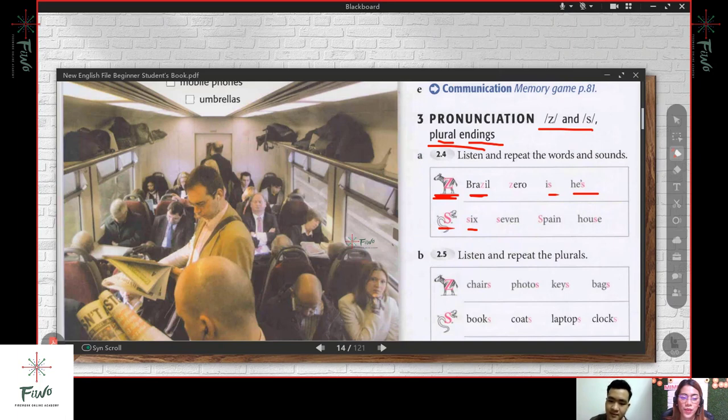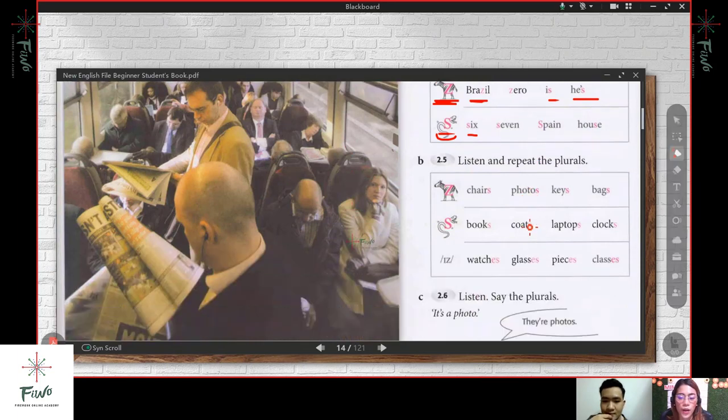Is. Okay, good. So, how about here? Snake. Nice. Six. Seven. Spain. House. Spain and house. Great. So how about here? I want you to try to read the words with their specific pronunciation.